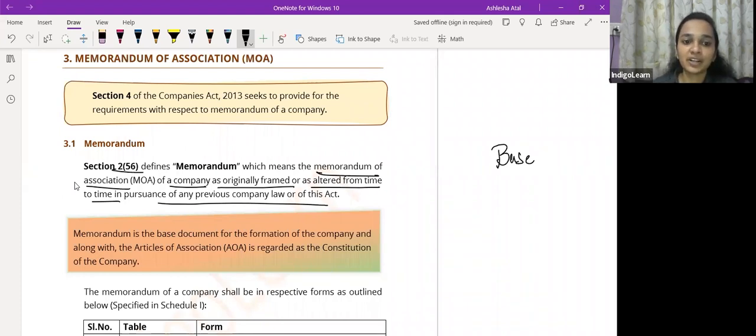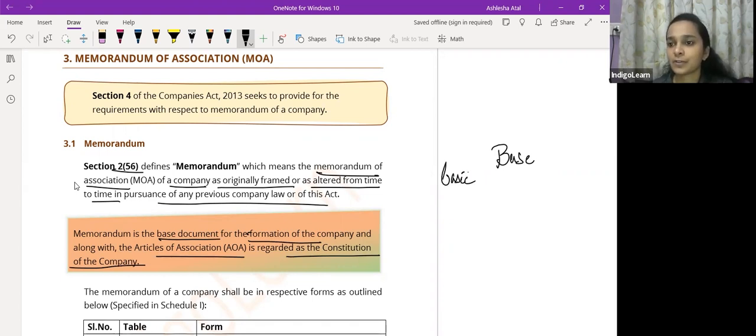So memorandum is the base document, जैसा मैंने बताया, for the formation of company, and along with AOA is regarded as the constitution of the company. So memorandum is the basic document for the formation of company, and along with articles it is referred to as the constitution of the company. जैसे भारत का संविधान है वैसे ही मेमोरेंडम और आर्टिकल बनके कंपनी का संविधान बनते हैं. So जैसे we have Constitution of India, similarly for the Constitution of Company we refer MOA and AOA.